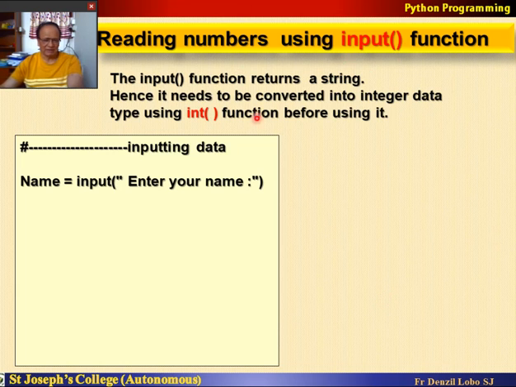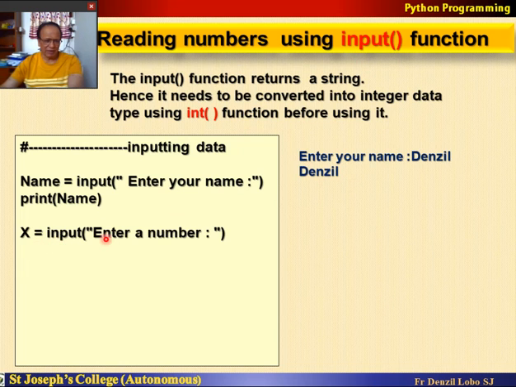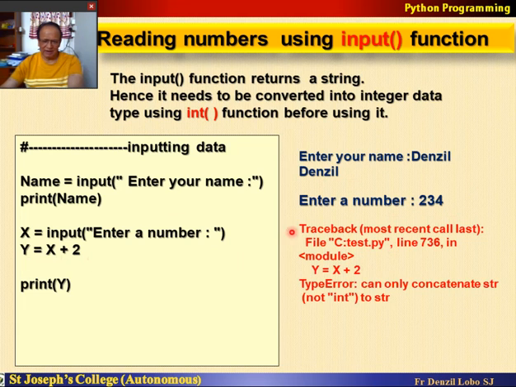Let us see the input function. We have come across that already. You can input data using the keyboard with the input function. Enter your name. So for example, I enter Denzel, my name, and print name. Immediately it prints the name. Now let us see, x is equal to input, enter a number. So I enter the number 234. Then I say y is equal to x plus 2. Immediately it has to give an error, because you can only concatenate string to string, not an integer value.